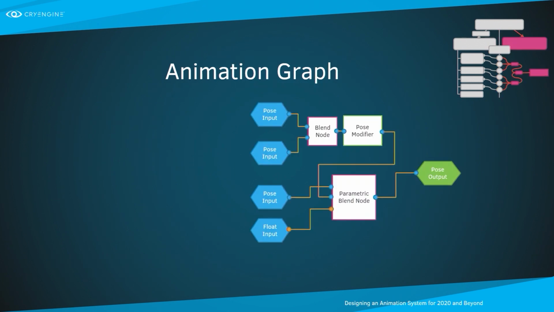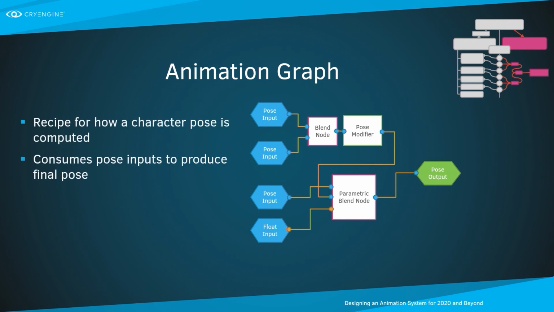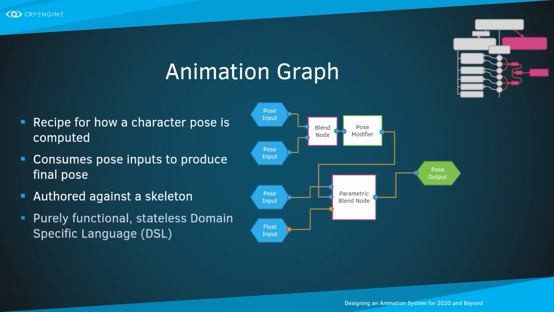So the scopes are the ingredients, the animation graph is the recipe, and the animation graph, as we said, is a consumer of pose inputs and wants to produce a final pose. So we create this animation graph. We're going to talk more in detail about how it works later. And the animation graph gets authored against a skeleton, so you can set different rules for, like, masking specific joints, for example. And this is a purely functional stateless domain-specific language, which allows us particular benefits that we're going to see later as well.